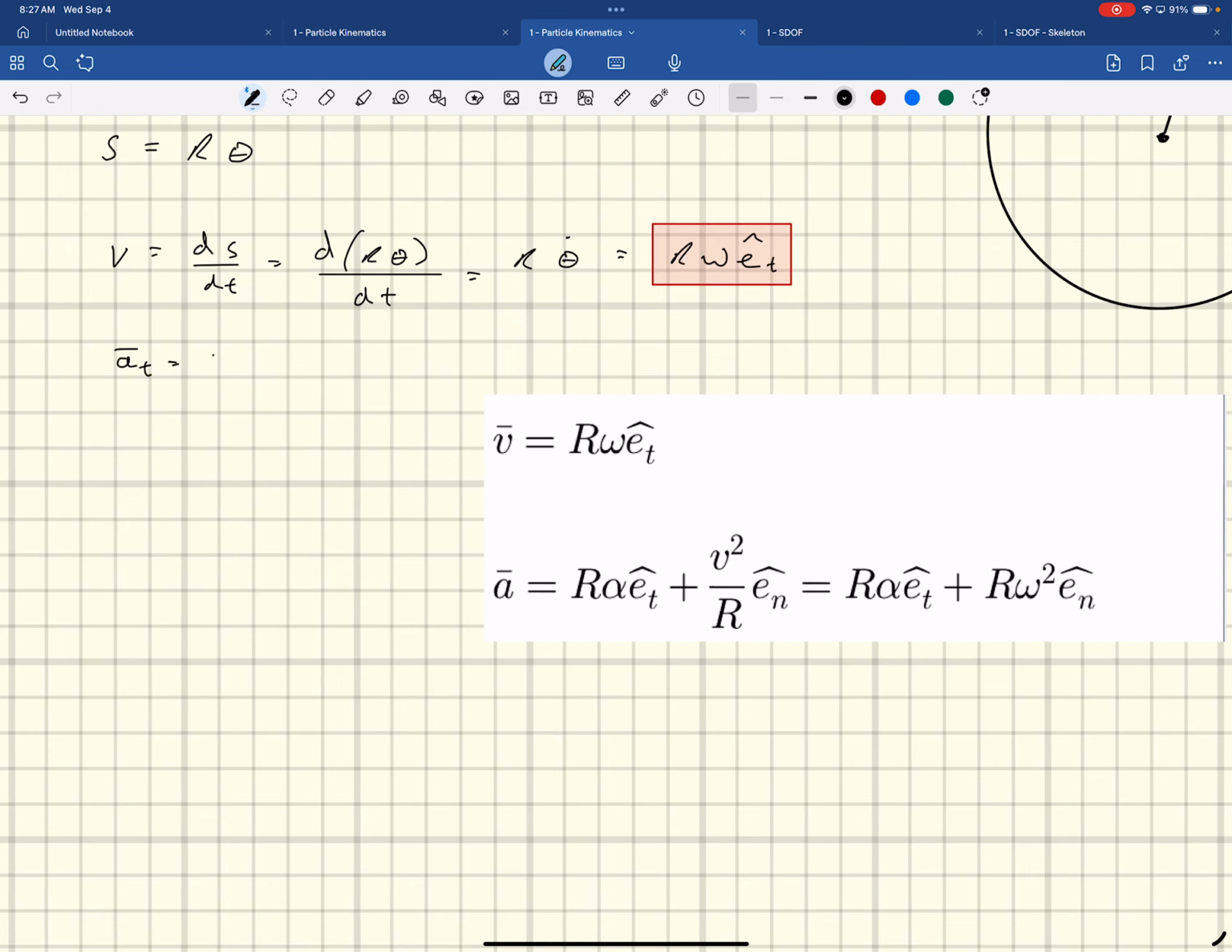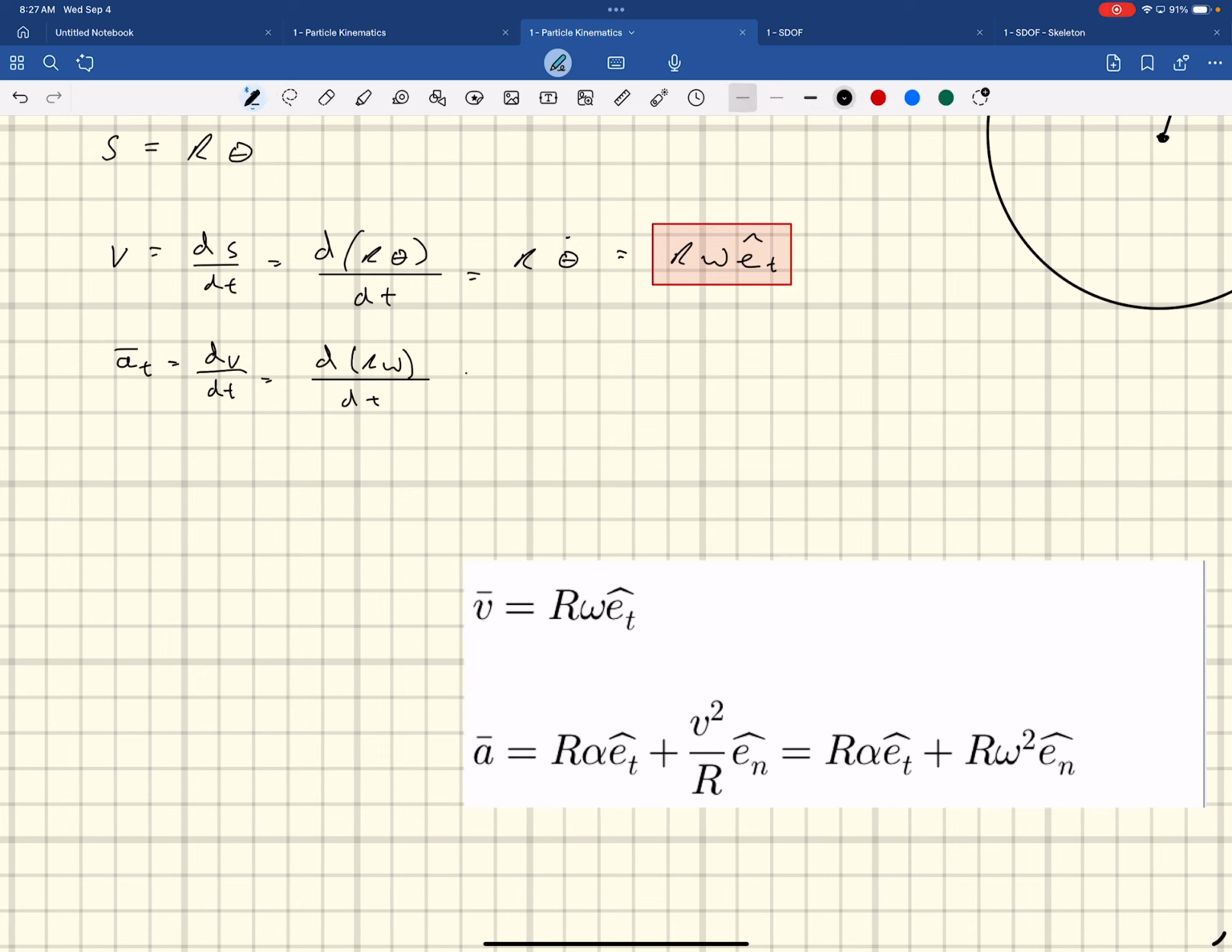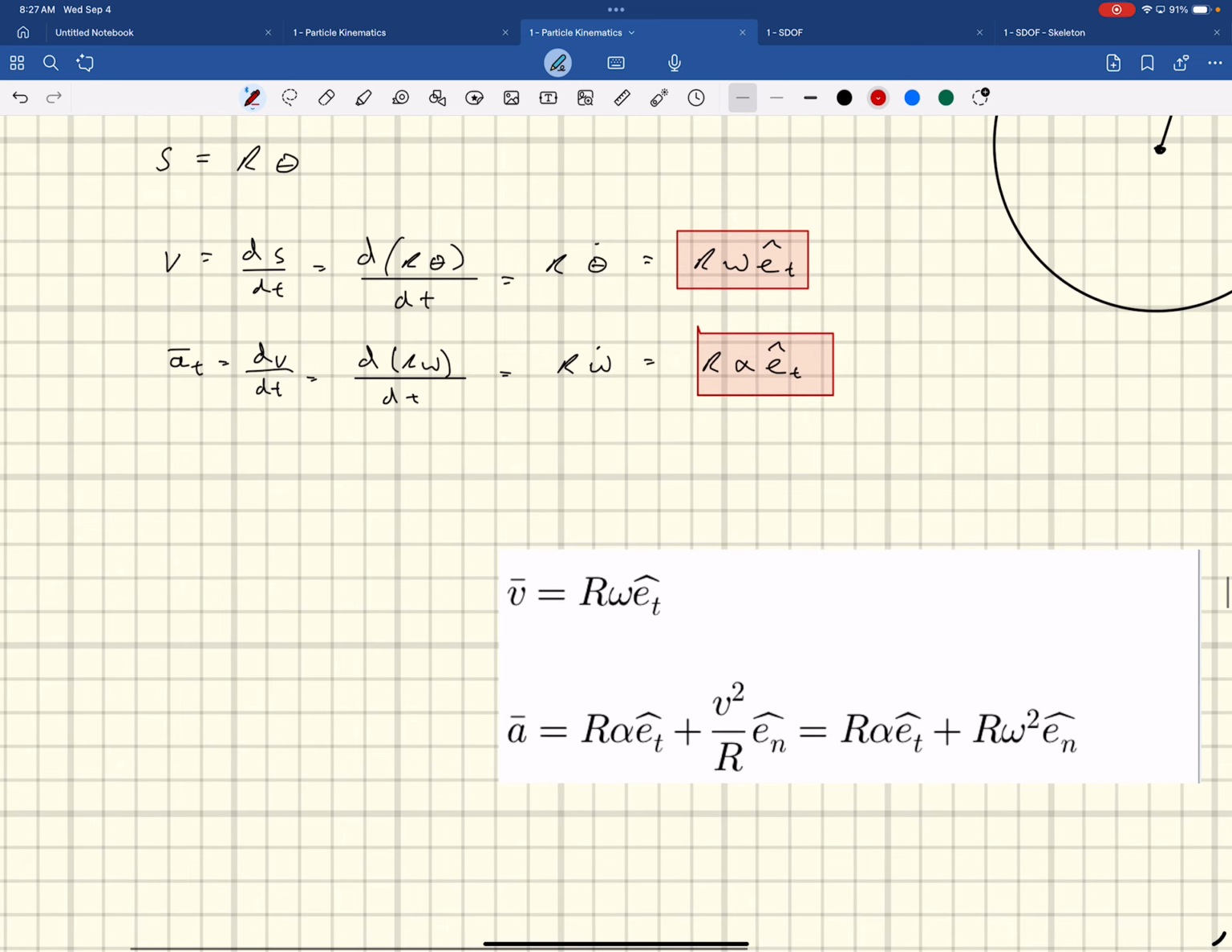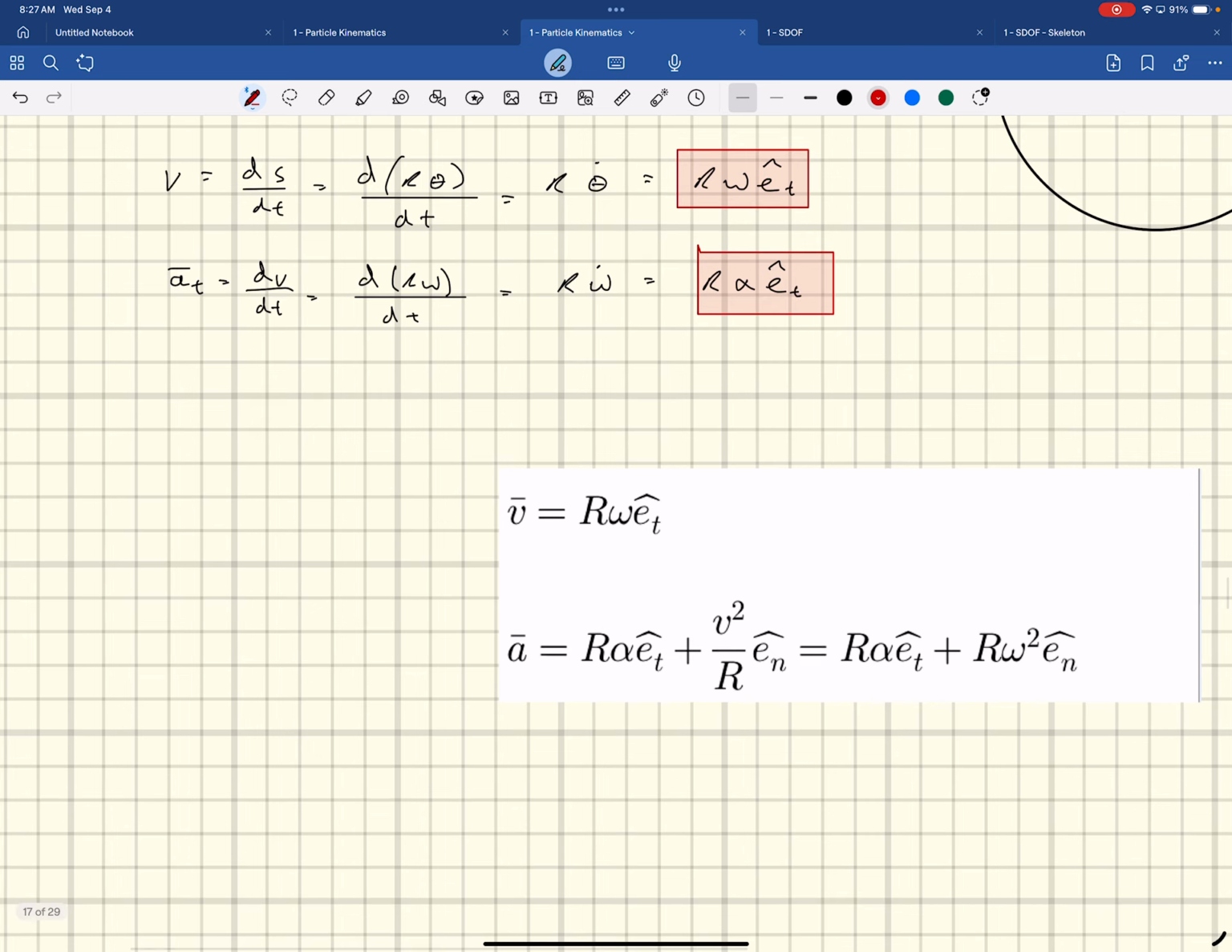And then acceleration, at, is just going to be dv dt, the derivative of r omega, which we just found. Again, r is constant, so that comes out. This is just going to be r times omega dot, which is equal to r times alpha in the et direction. So that'd be my acceleration in the et direction.